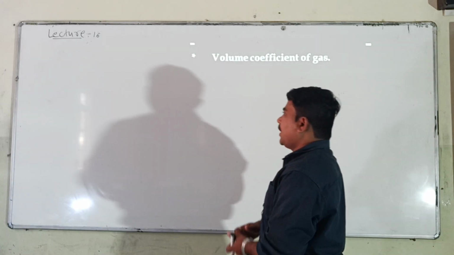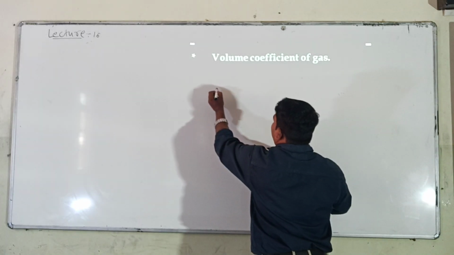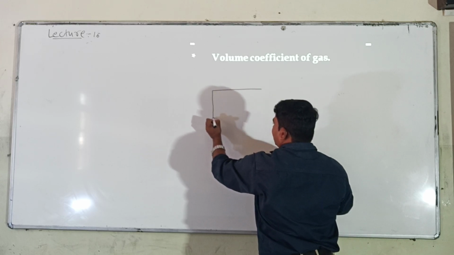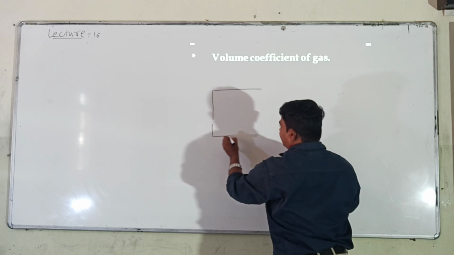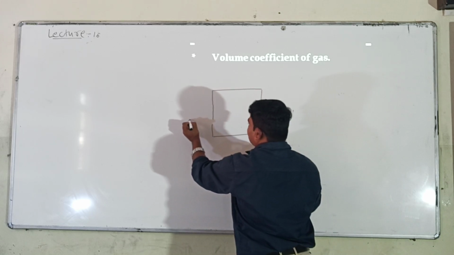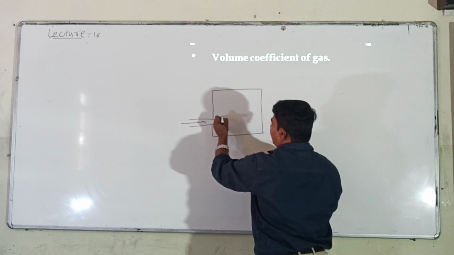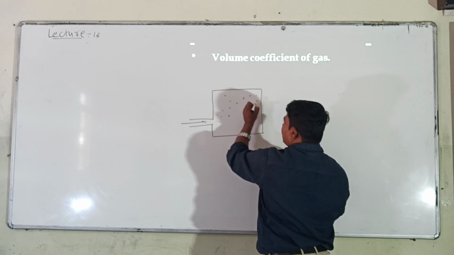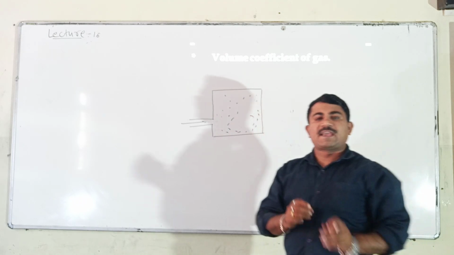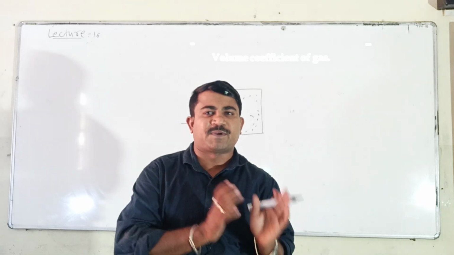Now I will take the gas in a container. I will take a vessel, and inside the vessel I will take the gas, either real gas or ideal gas, no matter. This is some amount of gas in the container, right? I said that gas can be heated under two conditions. One is under constant volume, the second one is under constant pressure.